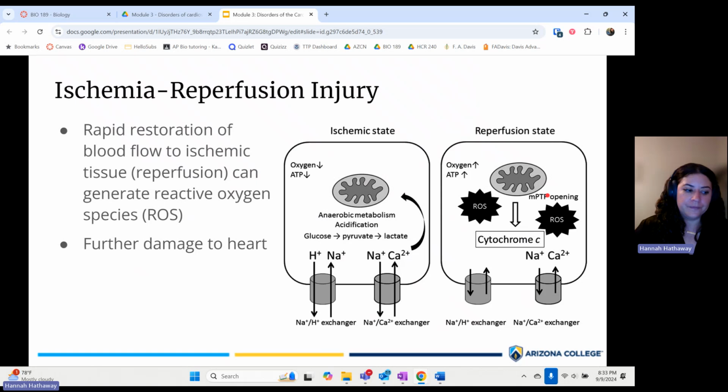This is important to know because it might help explain to patients why, if they have stable angina, it's not something to dismiss. They might say, oh, it's just temporary, it's fine, I'm not worried about it. It is something to still be concerned about because for each ischemic event, there's reperfusion, and that's going to damage that heart muscle a little bit more. So it can eventually contribute to something like heart failure, which is not what you want.